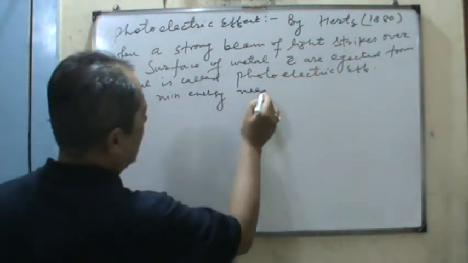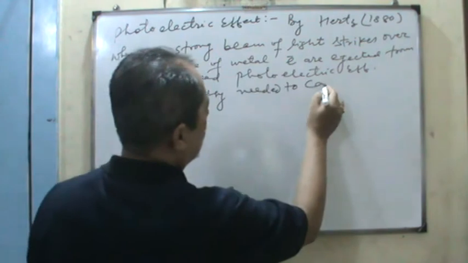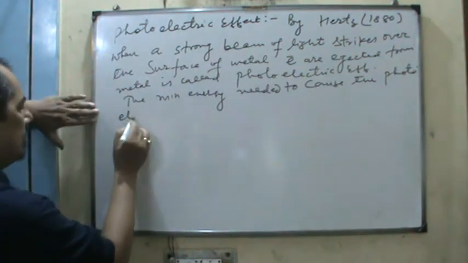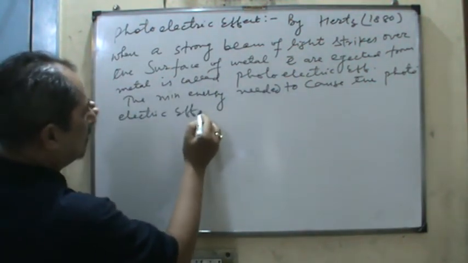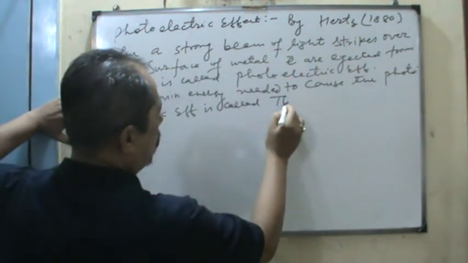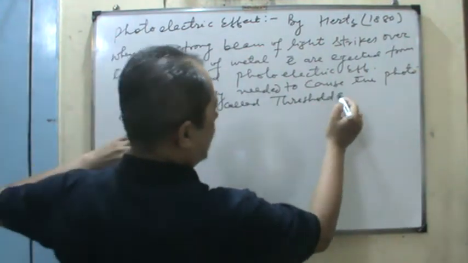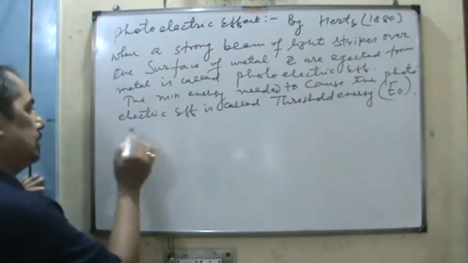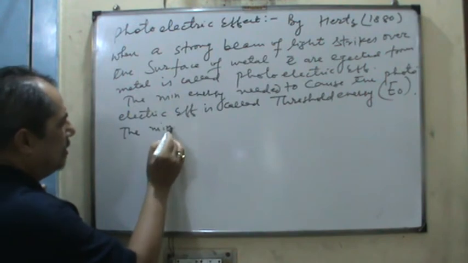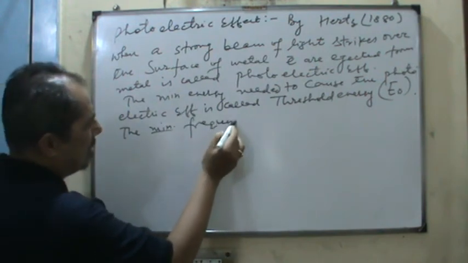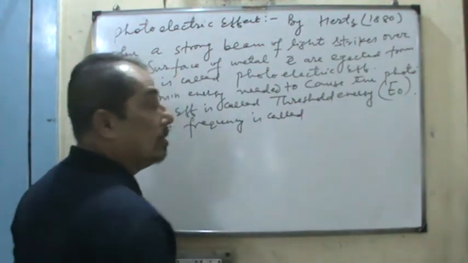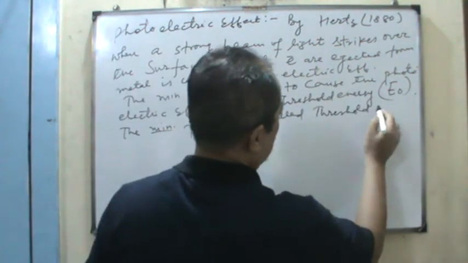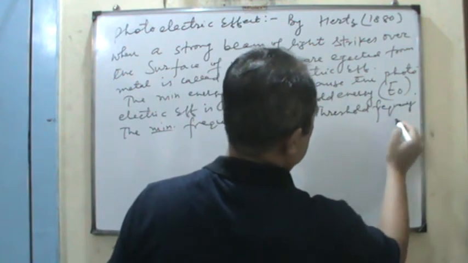The minimum energy needed to cause the photoelectric effect is called threshold energy. And dear students, that is denoted by E naught. Similarly, the minimum frequency is called threshold frequency, denoted by nu naught.